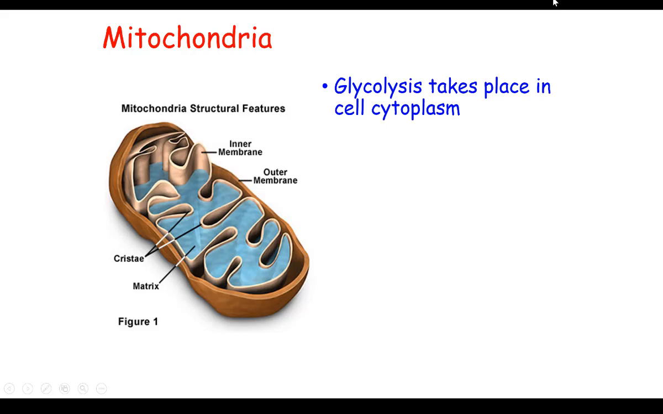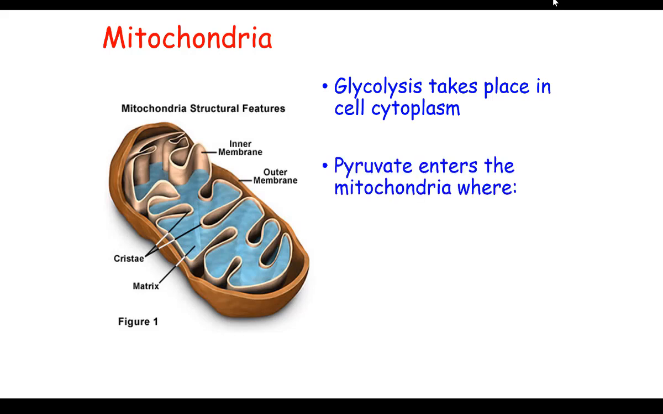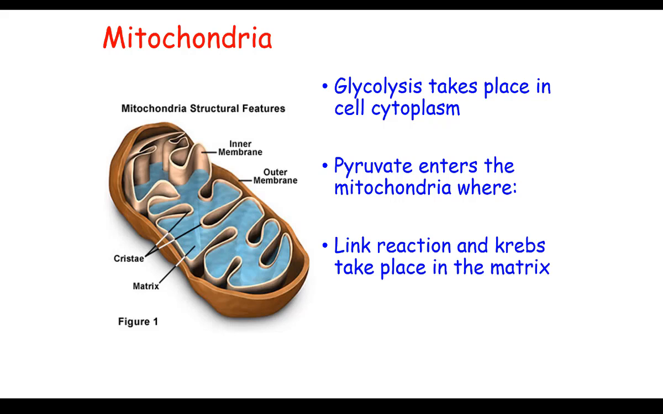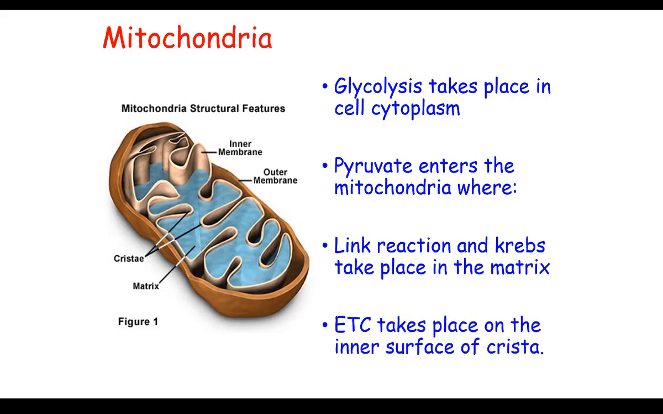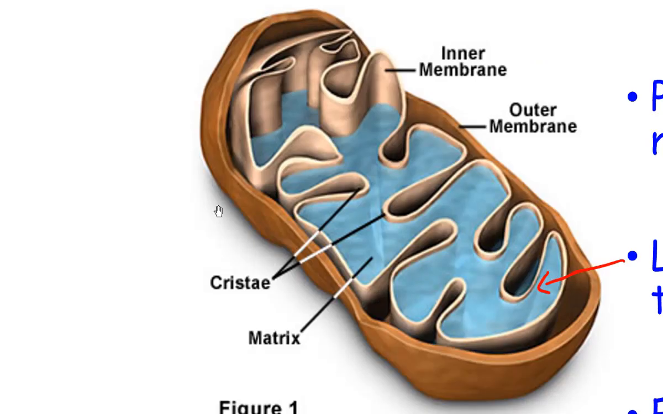Glycolysis took place in the cell cytoplasm. The pyruvate then enters the mitochondria, where the link reaction and Krebs take place in the matrix. The purpose of this video is to look at the electron transport chain taking place on the inner surface of the cristae. The inner membranes of the mitochondria, these folds, are called cristae, and that's where the electron transport is going to take place.